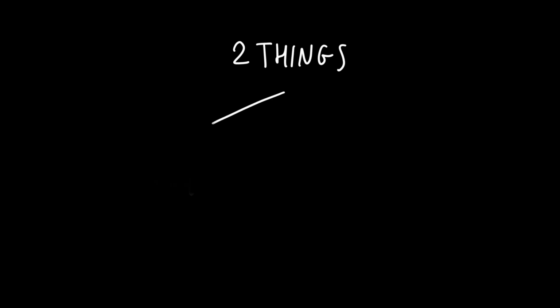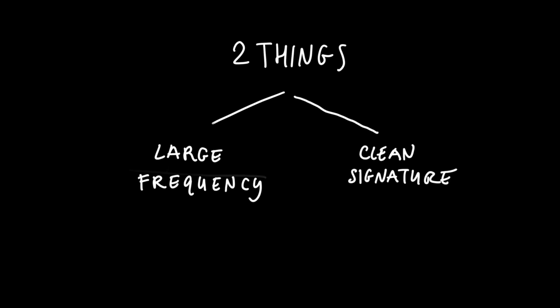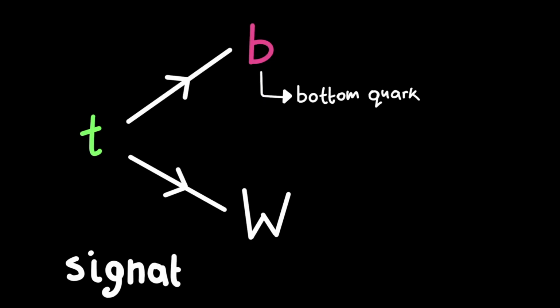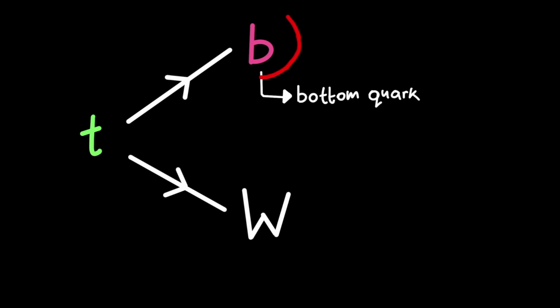Firstly, the channel must happen frequently enough to rule out as much statistical uncertainty as possible. Secondly, it must be easily distinguishable from background events. Keeping this in mind, let's take a closer look at the signatures. Quarks, such as the bottom quark, will hadronize. Hadronization does not result in a clean signature and makes that particular channel useless in detecting the top quark.